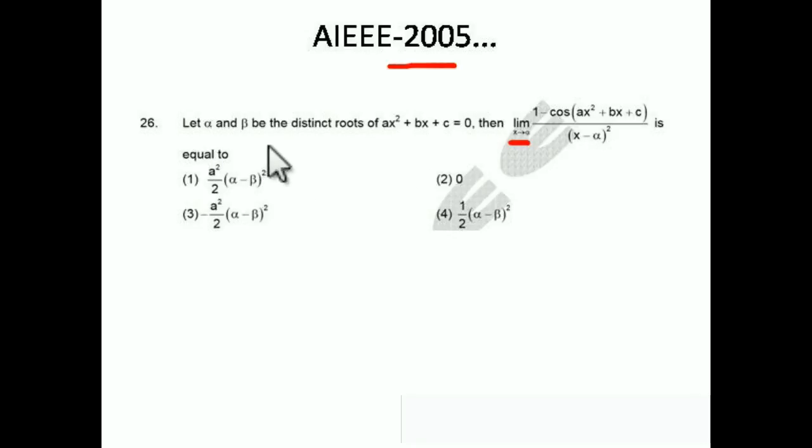Now see, this sum can be solved by two methods. The first one: if you put x is equal to alpha, sorry, the limit is x tends to alpha here. So if you put alpha here, you have the denominator as 0, and alpha and beta are roots of ax square plus bx plus c is equal to 0, so this thing becomes 0, and cos 0 is equal to 1, so 1 minus 1 is equal to 0. So in the numerator you also have 0, so you have a 0 divided by 0 form. So you can apply L'Hospital rule here.